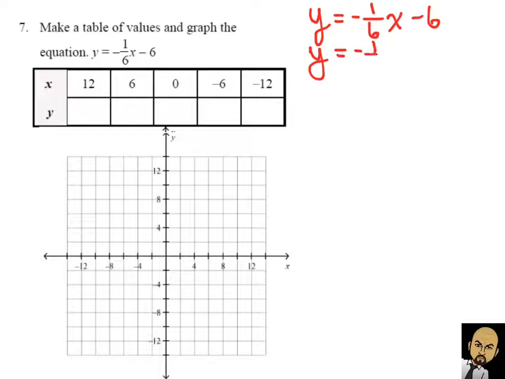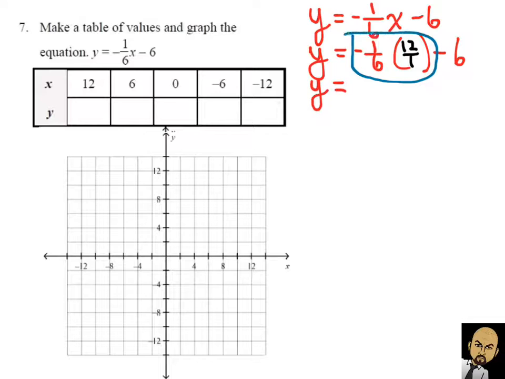Now as you guys can see, I chose x values that are multiples of the denominator 6. So I chose 12, 6, negative 6, and negative 12 because those are going to bust the fractions. So let's substitute positive 12 for our first value. Now we have fractions. Once again, we're going to multiply before we subtract.